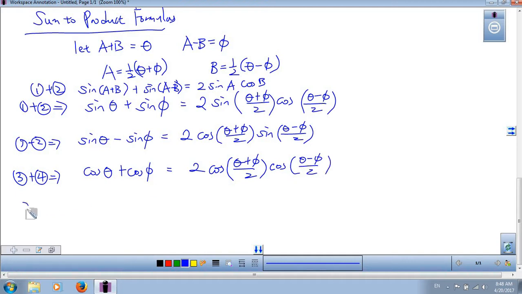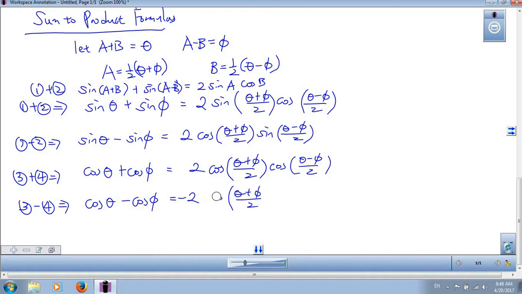Alright, and the last one is equation 3 minus 4 from previously. So it's cosine of A plus B, which is theta, minus cosine of A minus B, which is phi. So equal to negative 2 cosine of theta plus phi divided by 2. No, excuse me, it should be sine. Yeah, in this case, both of them are sine. So it's sine A and sine B, which is B is theta minus phi divided by 2.